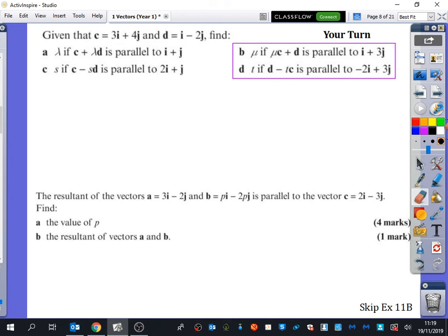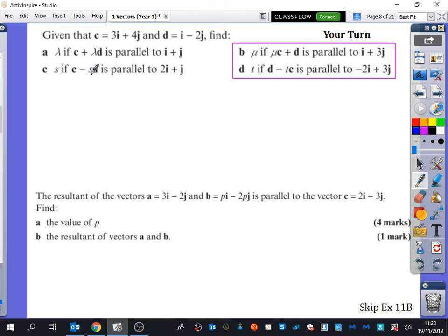How could we check to see if our answer seems sensible? What could we do with the value of lambda? We could substitute it into the expression for c plus lambda d. So we would get 3 plus a third, and then 4 minus 2/3. And then you've got that the top and bottom are the same as each other, which means that it's parallel to i plus j. So I'm just going to do c, and then you're going to do part b and part d, okay? So we're now going to have a look at doing c. You may not have enough space to do this one on your page, but I wouldn't worry about it. You might just want to listen to this one.